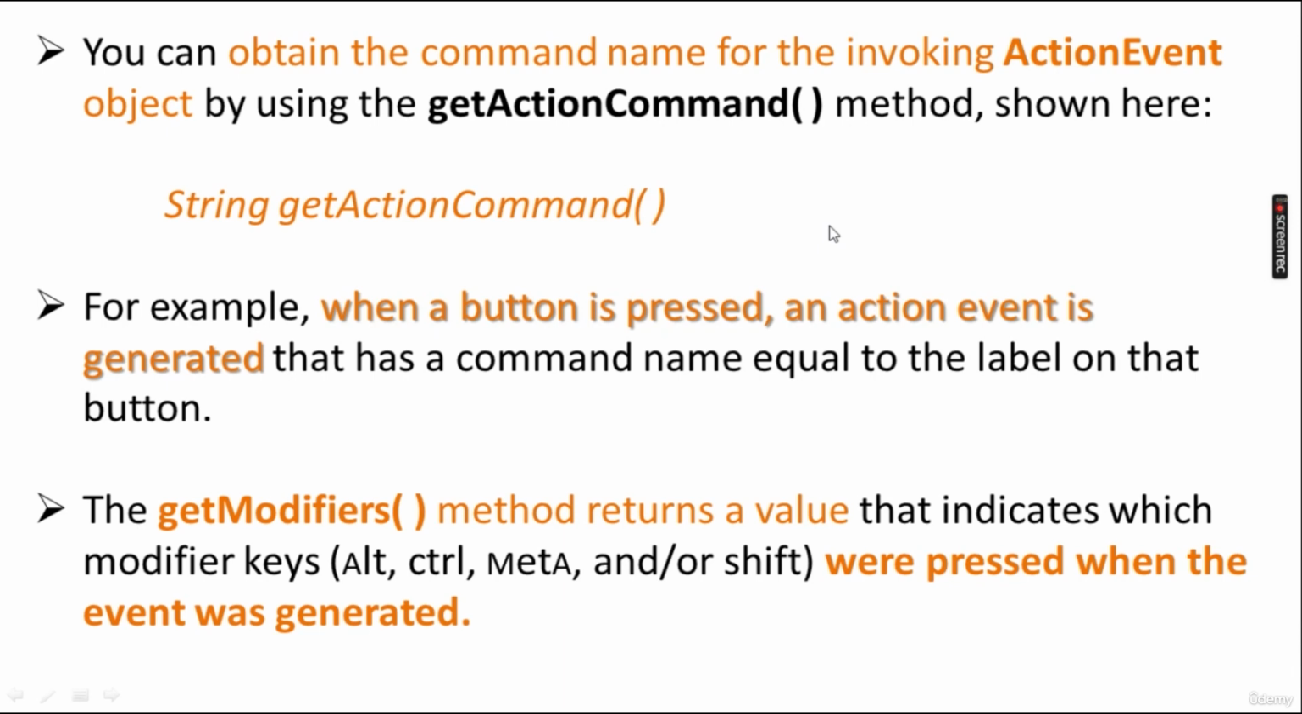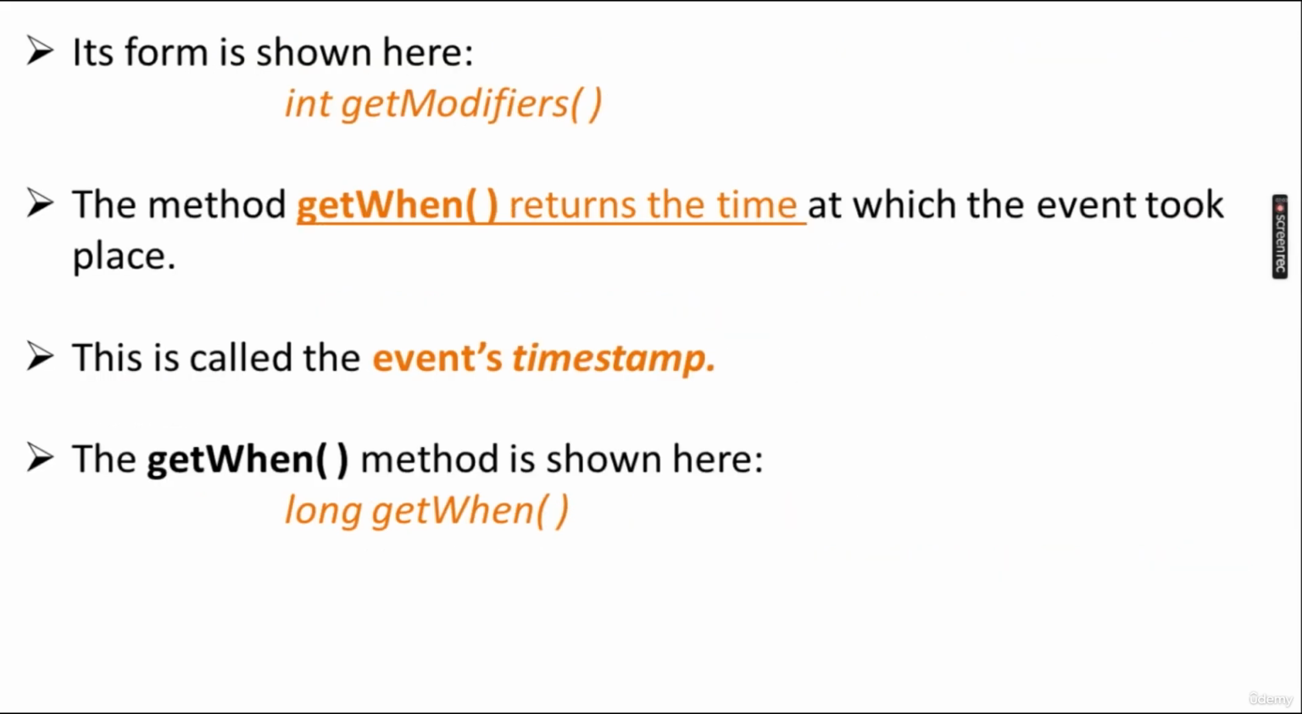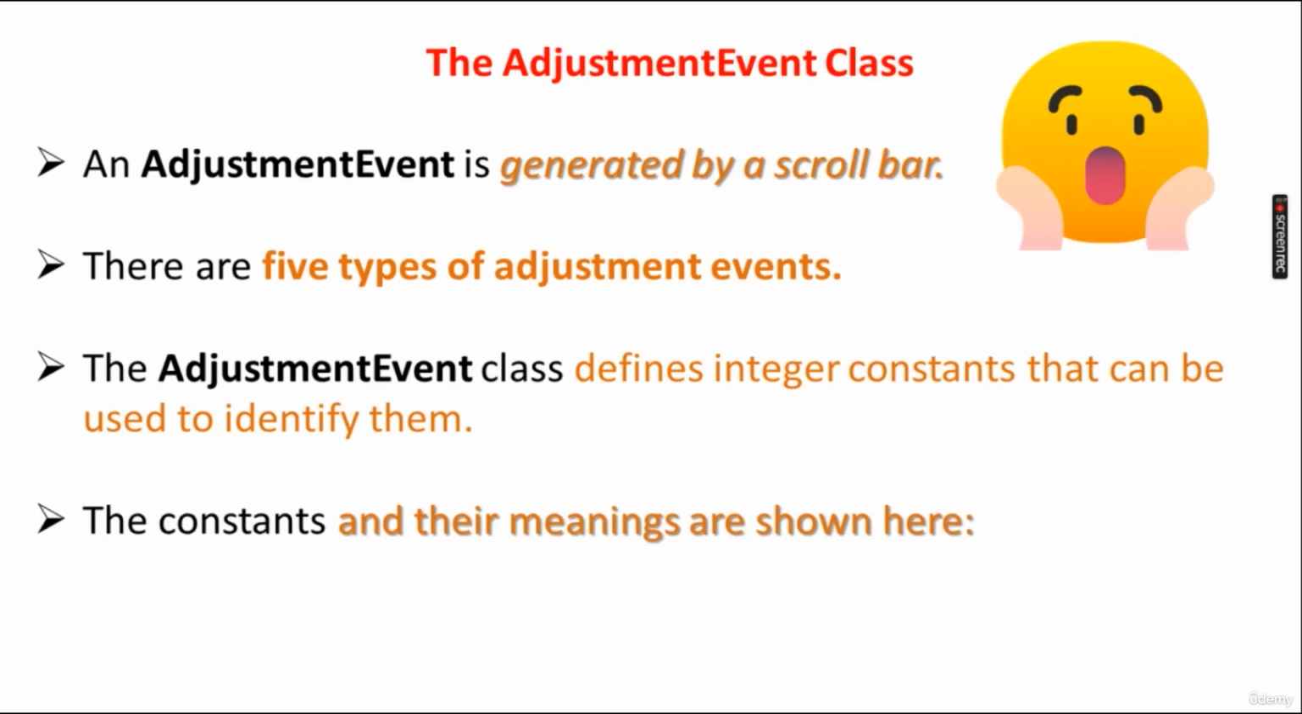The getModifiers method returns a value that indicates which modifier keys were pressed when the event was generated. Modifier keys are alt, control, meta, or shift. The form is getModifiers. getWhen returns the time at which the event took place. This is called the event timestamp. Okay, so when the event took place, getWhen is shown here, long getWhen.